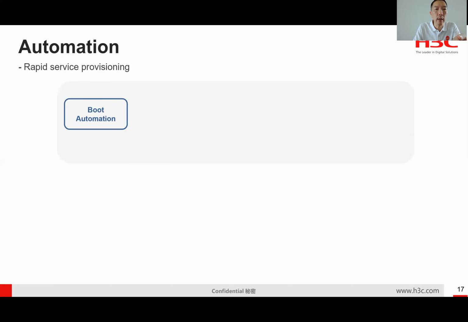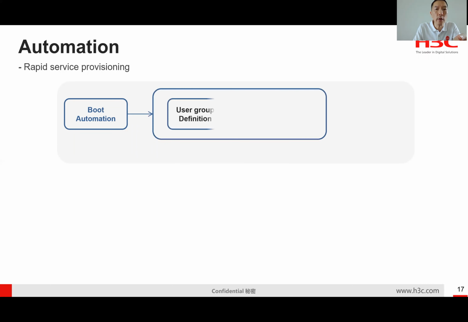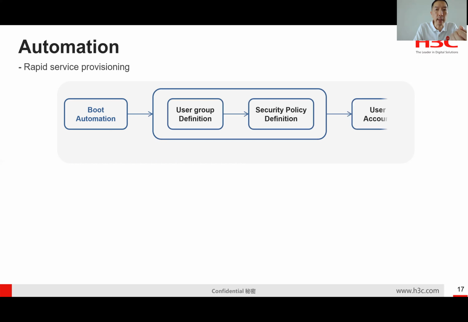So here are quite a number of steps. Service provisioning is talking about the boot automation until the user account. Inside, we are talking about the user group definition and the security policy definition. Long time back, when you deployed a network and offered the service, you thought about the VLAN, the IP, how to do the ACL, whatever.